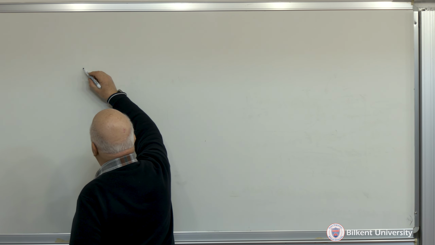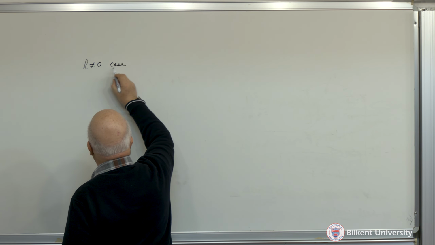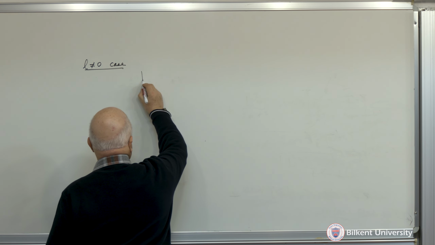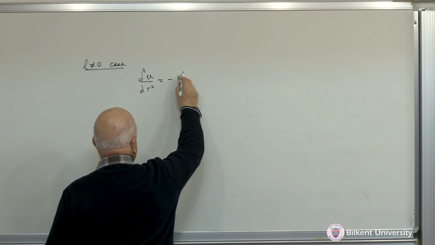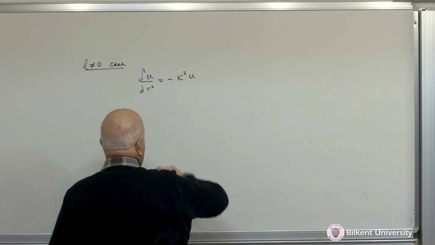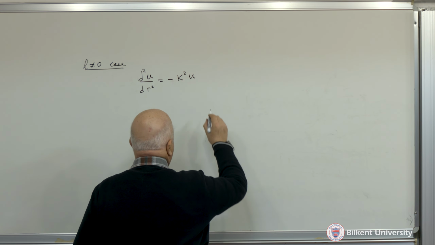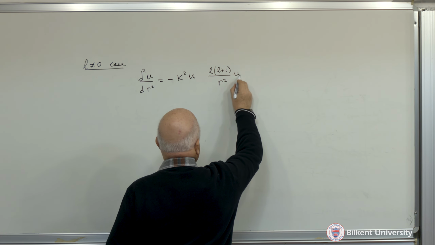angular momentum. If L is not equal to 0, then we have to work with a different equation. We have d squared u, d r squared is equal to minus k squared u. Okay, so it's the L equal to 0 case. Then I have L times L plus 1 divided by r squared u.